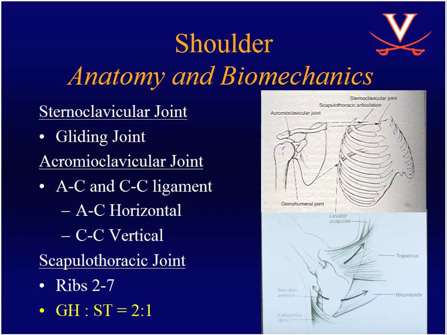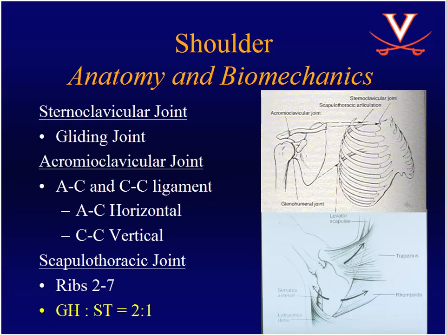The coracoclavicular ligaments, of course, prevent vertical migration of the clavicle. That's why we try to repair those in grade 5 AC separations. And we try to reconstruct them with Weaver-Dunn operations because that prevents vertical migration of the clavicle.